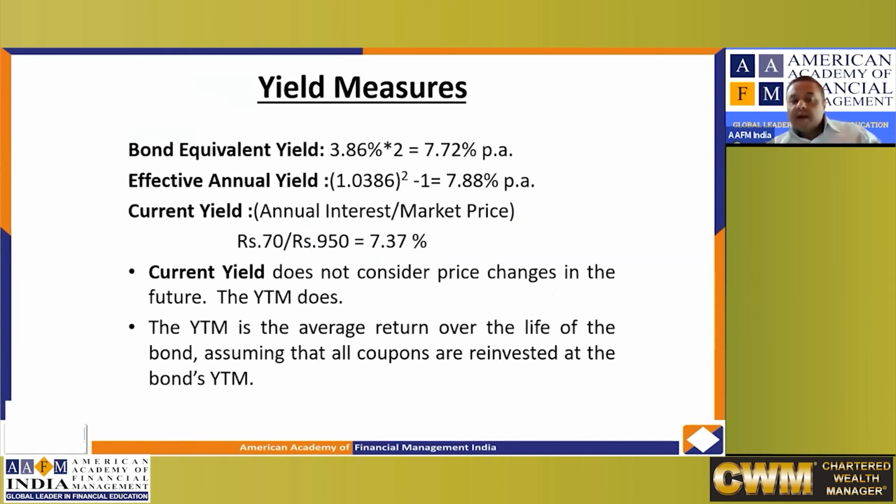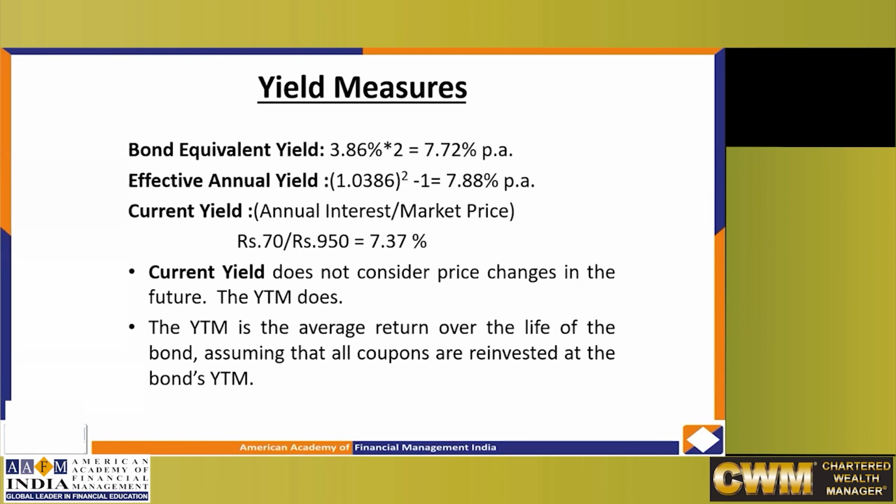Now, if I buy this bond at 950, every year what am I getting? 70 rupees. Yes or no? So current yield would be 70 divided by 950, that's 7.37. Because it does not consider that 50 rupees extra capital gain. And that's the difference between current yield and effective yield. It would mature at 1000, so that 50 rupees is not built into the current yield.